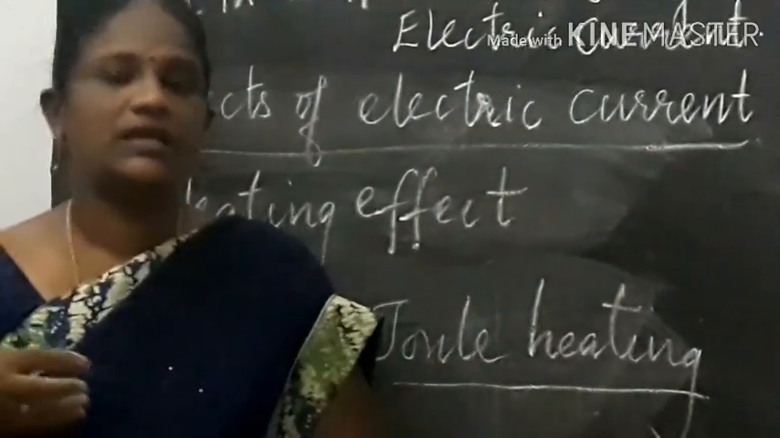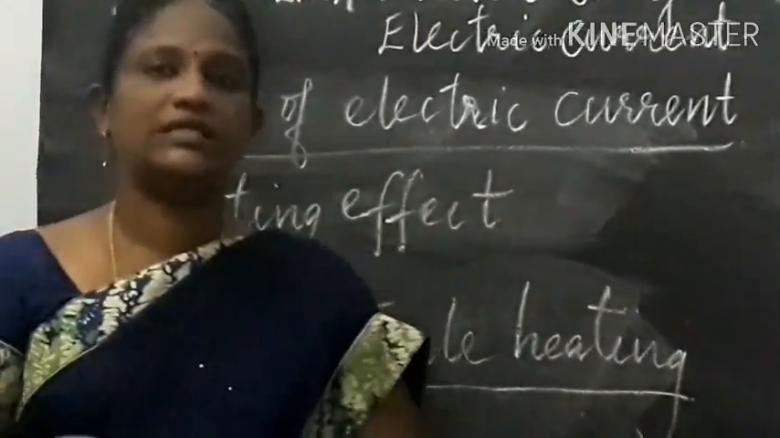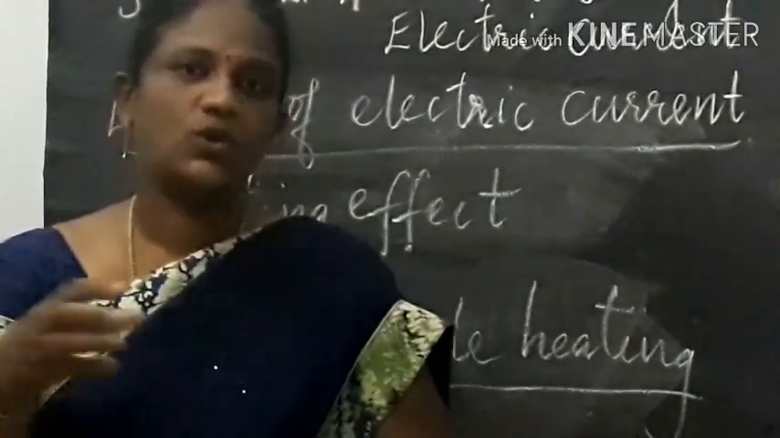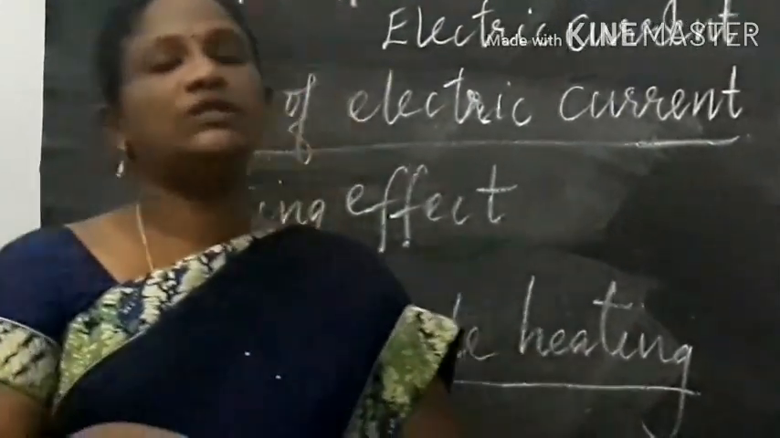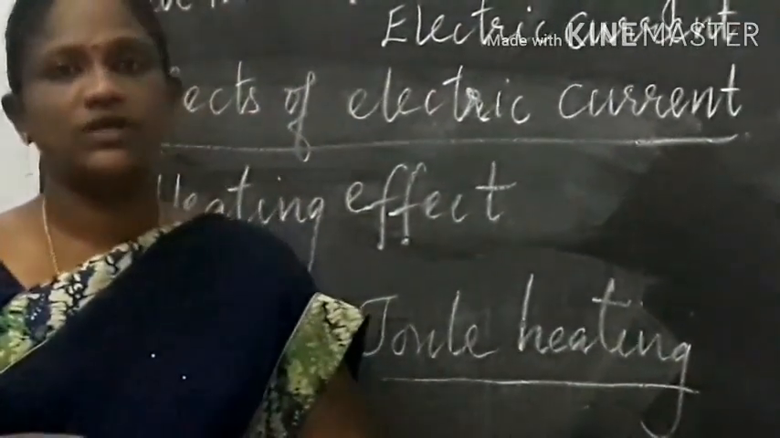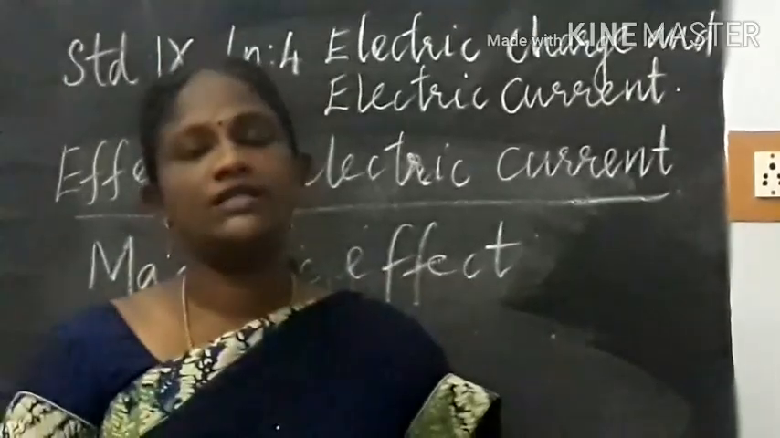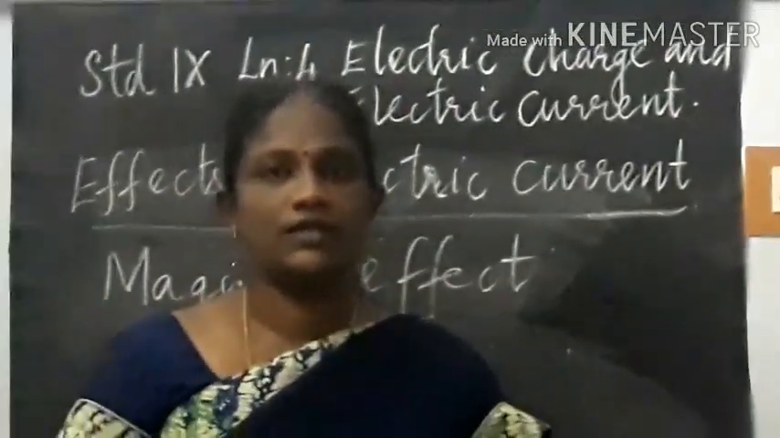So here the electrical energy is converted into heat energy and so the bulb glows. So this is the heating effect of the electric current. Now let us learn the magnetic effect of electric current.